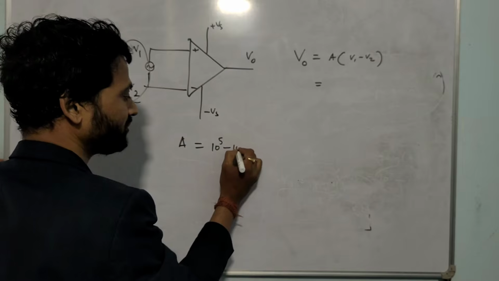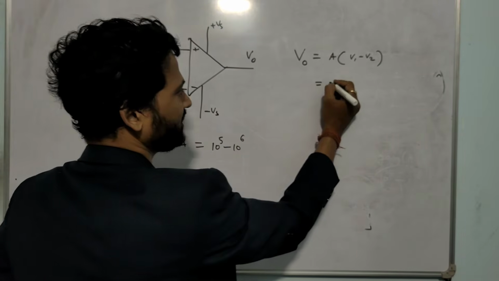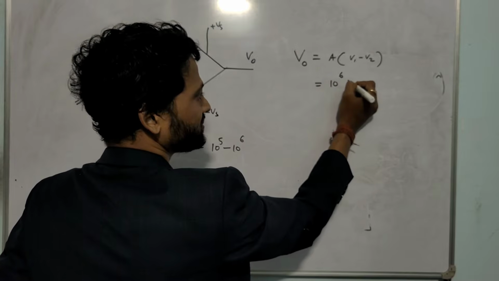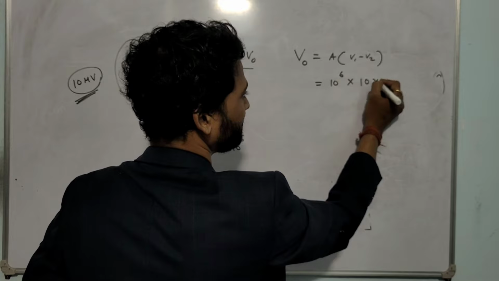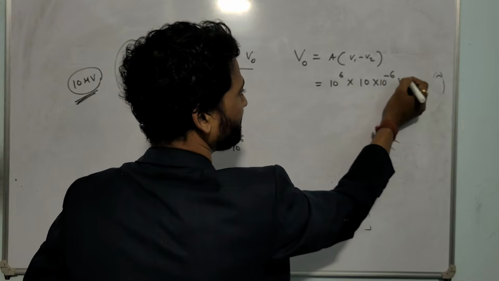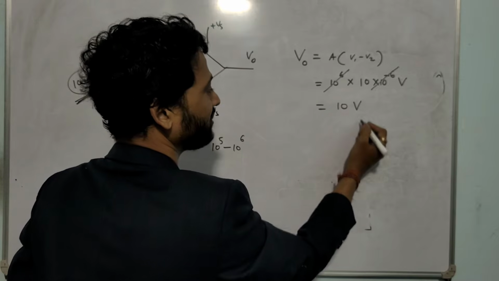10 to the power 5 to 10 to the power 6. We can take 10 to the power 5 or 10 to the power 6. Let we are taking 10 to the power 6. So 10 to the power 6 into what is the difference? 10 microvolt. 10 microvolt मतलब 10 into 10 to the power minus 6 volt. 10 to the power minus 6 plus 6 will be cancelled. So answer is 10 volt.